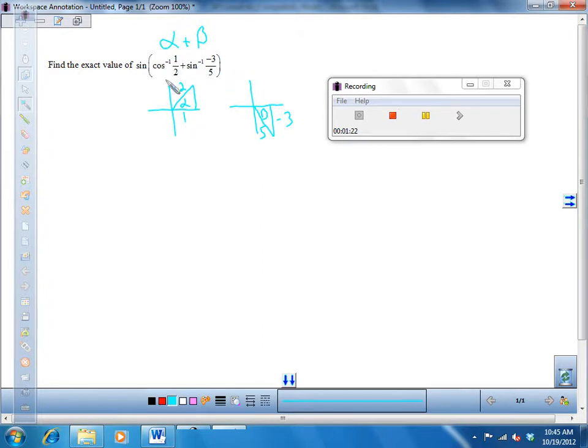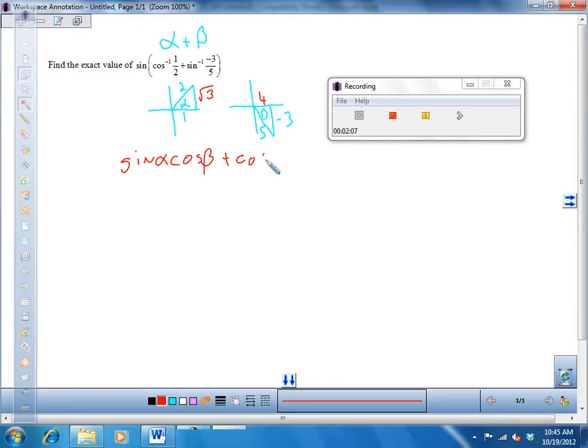Okay, so using these inverse trig functions, you figure out what the angle is. You don't actually have to figure out what the angle is. You just need to know what the cosine and sine of those angles are. I'll show you in a minute. So using the Pythagorean theorem, you figure out that this side over here has got to be square root of 3. And using the Pythagorean theorem over here, that side has to be 4.